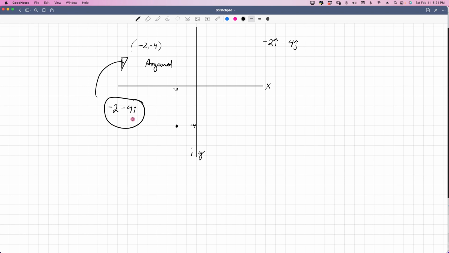So we're going to do a couple practice problems where you graph a couple complex numbers, and then we'll move on to the next part of Lesson 64.